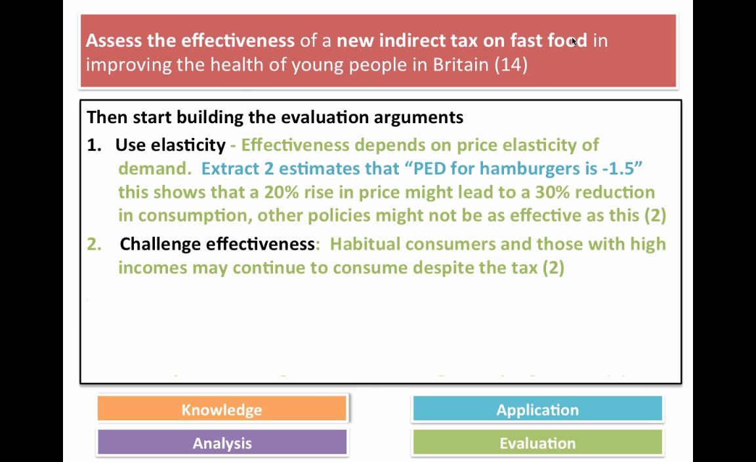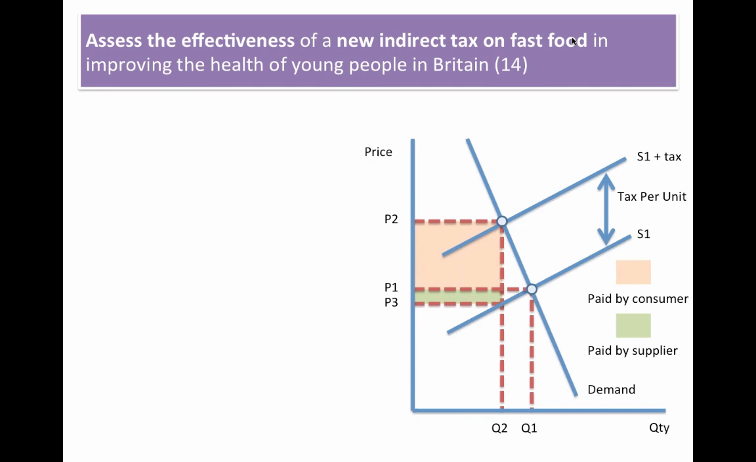So you go to the idea that young people are addicted to Nando's, or they're addicted to Mackie D's on the way home from school, and it doesn't really matter what tax you impose, particularly people who've got habitual consumption or people with very high incomes. They're just going to continue to consume despite the tax. Now, that's a simple evaluation argument. It's not particularly high level. It's worth a couple of marks.